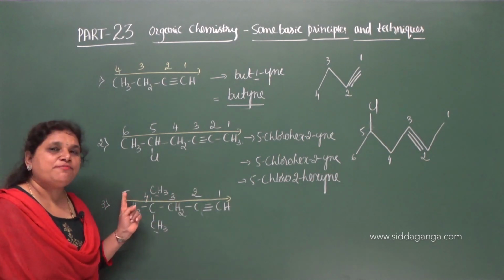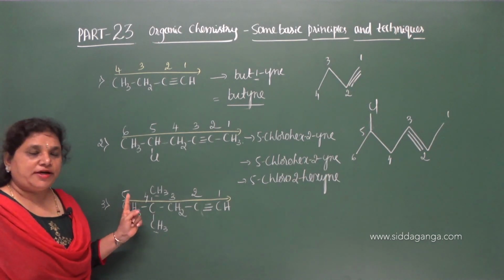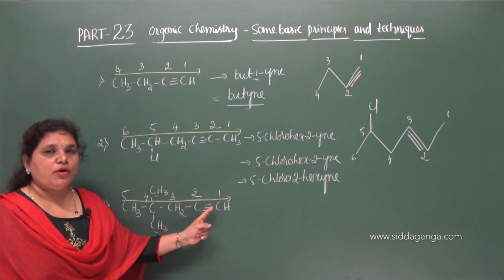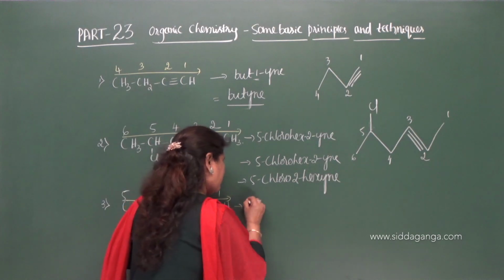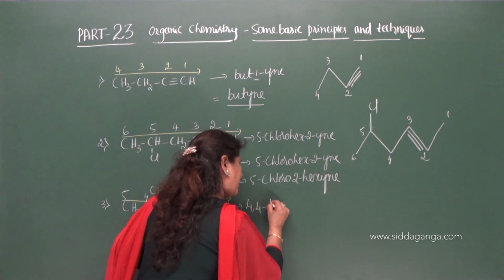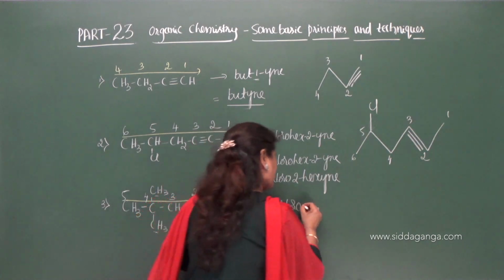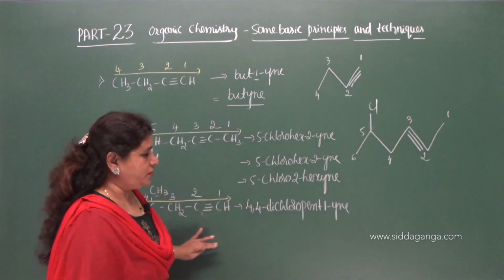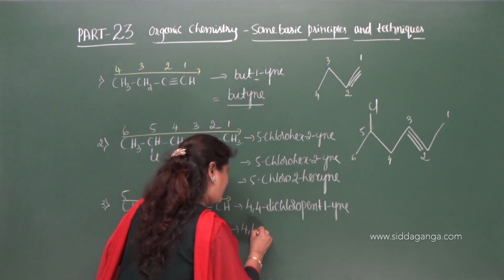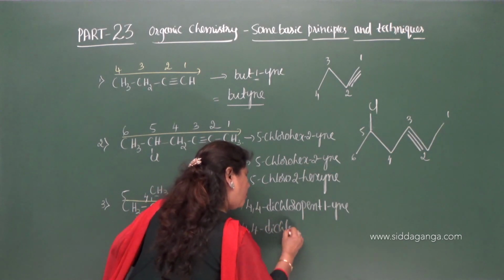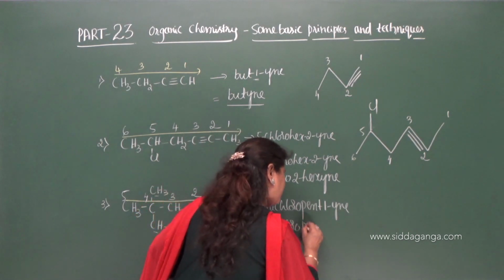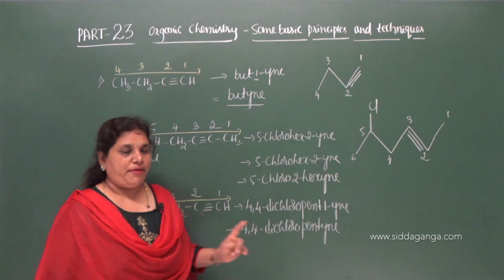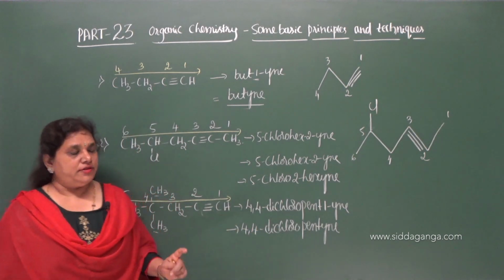How many carbon atoms? 5 carbon atoms here. Therefore, the root word is pent. Between first and second carbon we have a triple bond. Therefore, pent-1-yne. So, you can write it as 4,4 dichloropent-1-yne. You can ignore the locant one here. Then you can name it as 4,4 dichloropentyne. So 4,4 dichloropentyne is the IUPAC name of this compound.